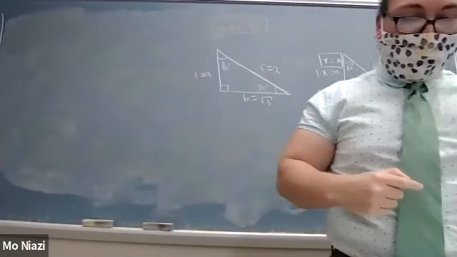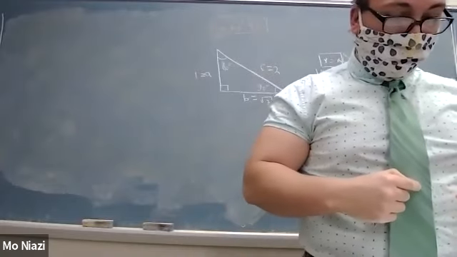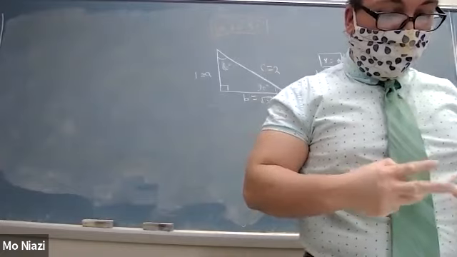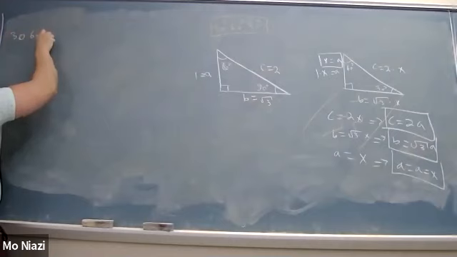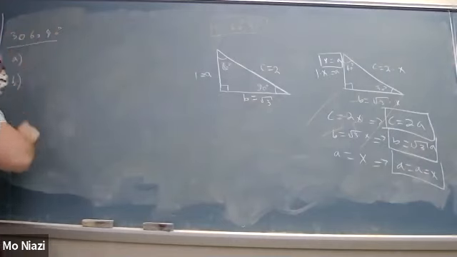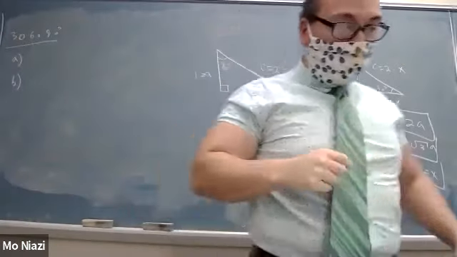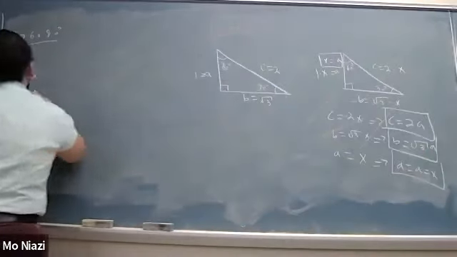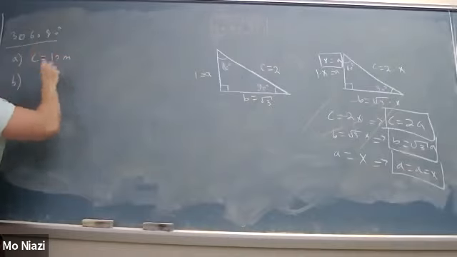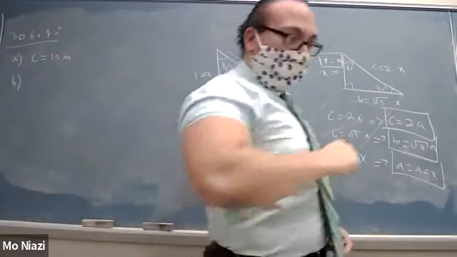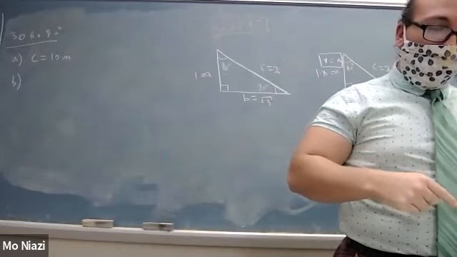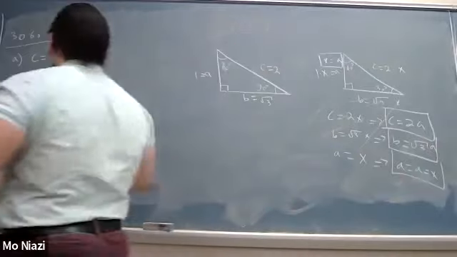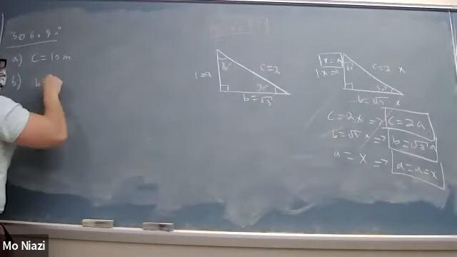So let's say you're given a 30, 60, 90 triangle and you know two pieces of information, A and B. You know that the hypotenuse is equal to 10 meters, and you know that the longer leg measures 4 square root of 3 inches. So we typically let the longer leg be B.